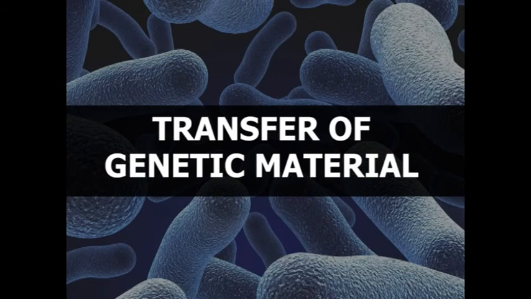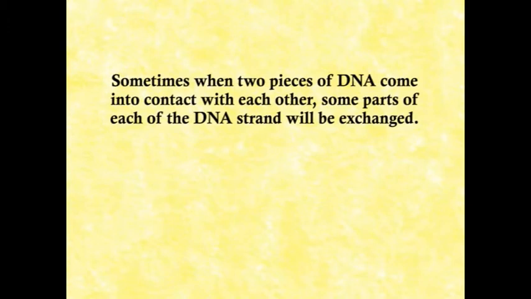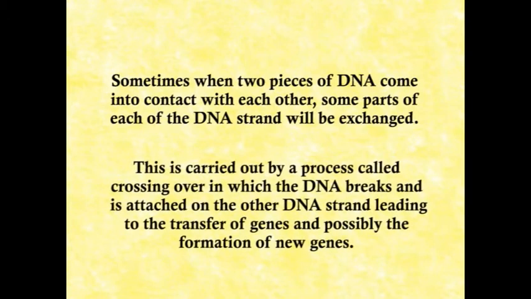Now we'll see the transfer of genetic material. Sometimes, when two pieces of DNA come into contact with each other, some part of each DNA strand will be exchanged. This is carried out by a process called crossing over, in which the DNA breaks and is attached to the other DNA strand, leading to the transfer of genes and possibly the formation of new genes. Genetic recombination is the transfer of DNA from one organism to another. The transferred donor DNA may then be integrated into the recipient's nucleus by various mechanisms. In the case of homologous recombination, homologous DNA sequences having nearly the same nucleotide sequences are exchanged by means of breakage and the reunion of the paired DNA segments.